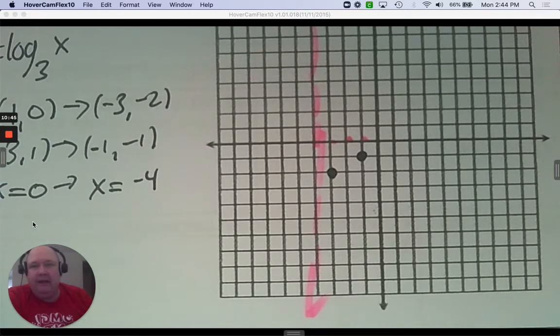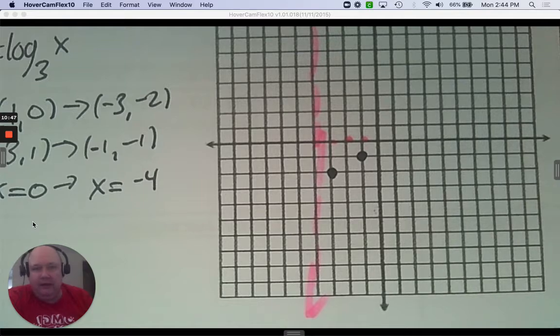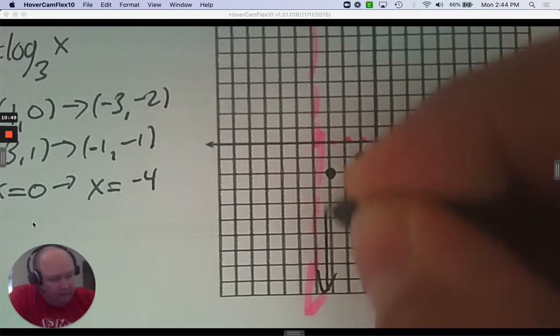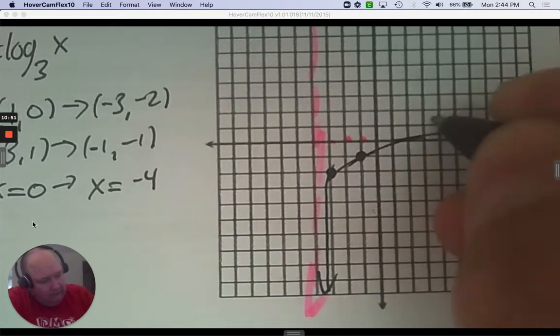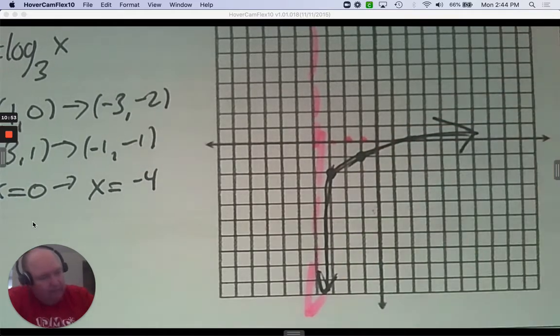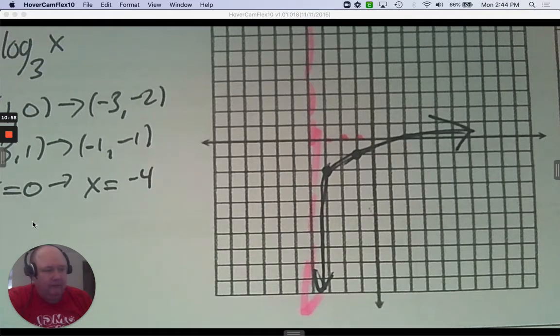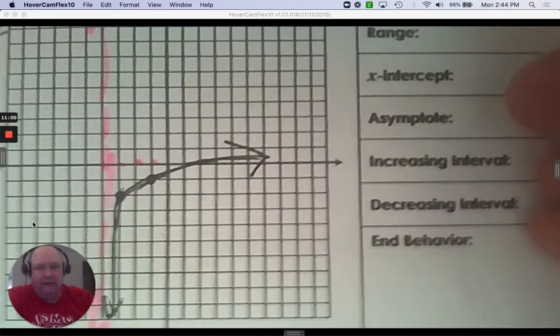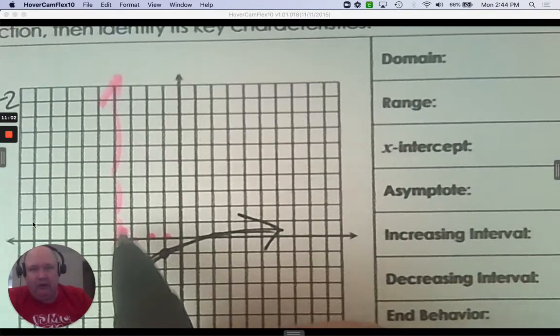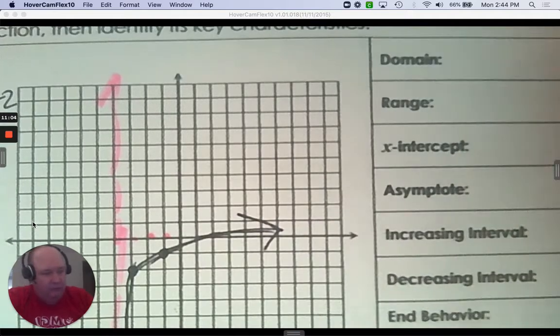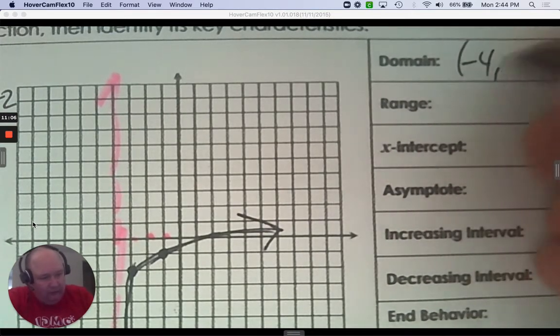So I got (-3, -2), (-1, -1). The curve of a logarithm looks like this. And you've drawn your logarithmic curve. The analysis here, there is a domain restriction for a logarithm. So it goes from the asymptote. So that's -4 to infinity.